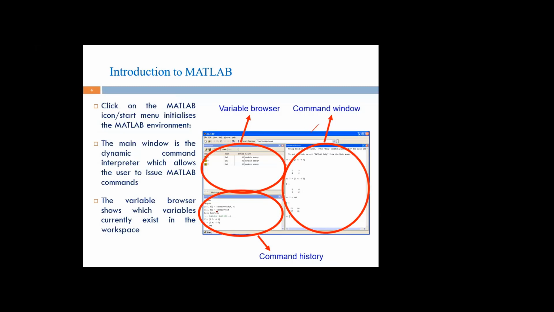One is a command window. There is a variable browser, and you can see the command history also. When you open MATLAB, you can visualize the command window, where you give your commands and they are executed. In the variable browser you can select each item and see the results. In the command history, what you have performed will be there. So there are three parts. One is the command window, where you give the commands and the output is executed.